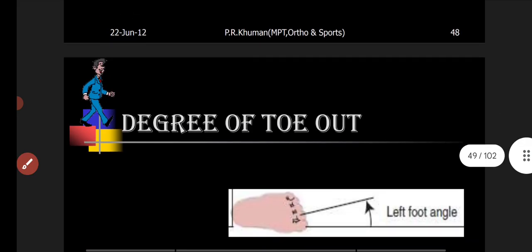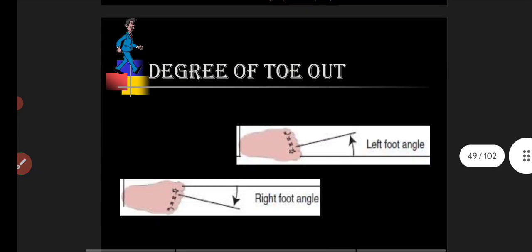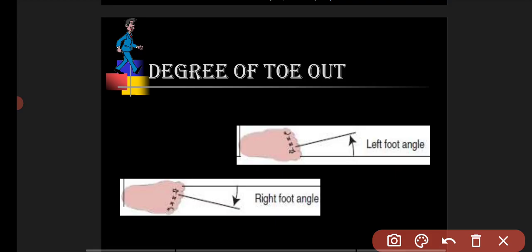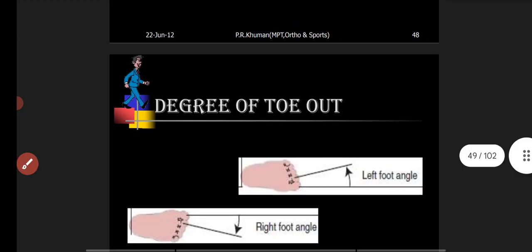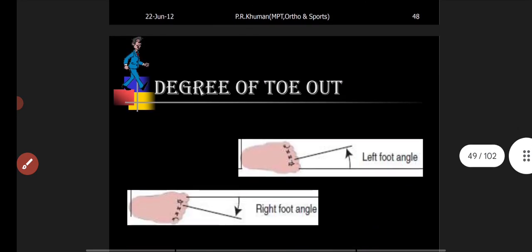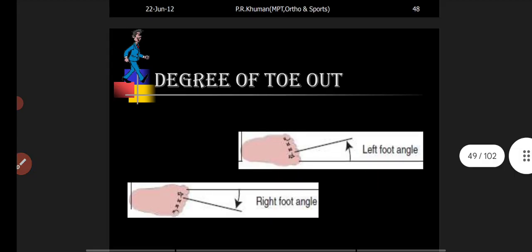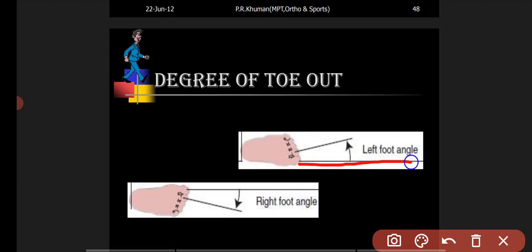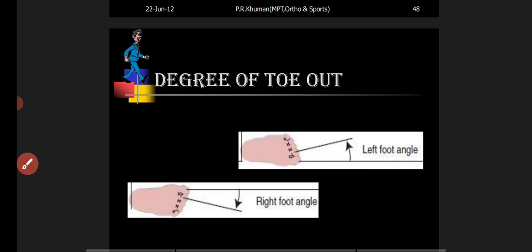Here is the degree of toe out. That is the degree of toe out angle. See, here it is the angle of the foot from each foot's line of progression, intersecting the center of the heel and the second toe. Center of the heel and second toe. So this is the heel and this is the second toe. The angle between them is known as the degree of toe out.